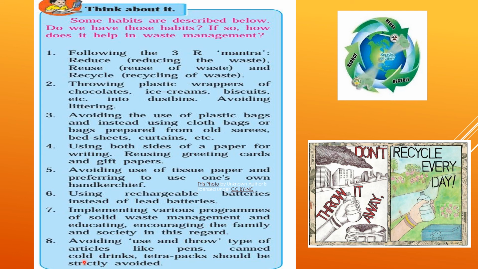Then the next way is to avoid use-and-throw type articles like pens, canned cold drinks, tetra packs, etc. These are all use-and-throw type articles and we can avoid using them.